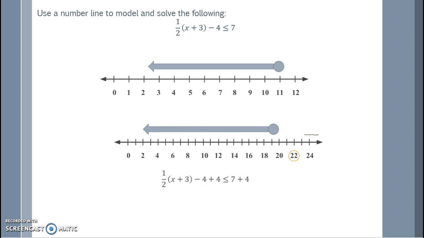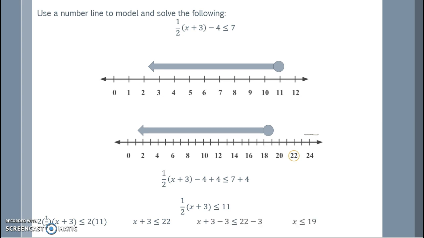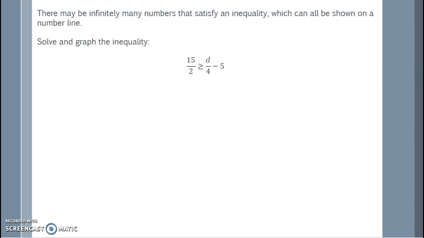And just to work through it algebraically here, so the first thing we did was we added 4 to both sides, giving us 1/2 times x plus 3 is less than or equal to 11. We then multiplied both sides by 2, so then we were left with x plus 3 is less than or equal to 22. Subtract 3 from both sides, so x is less than or equal to 19. There may be infinitely many numbers that satisfy an inequality, which can all be shown using the number line.